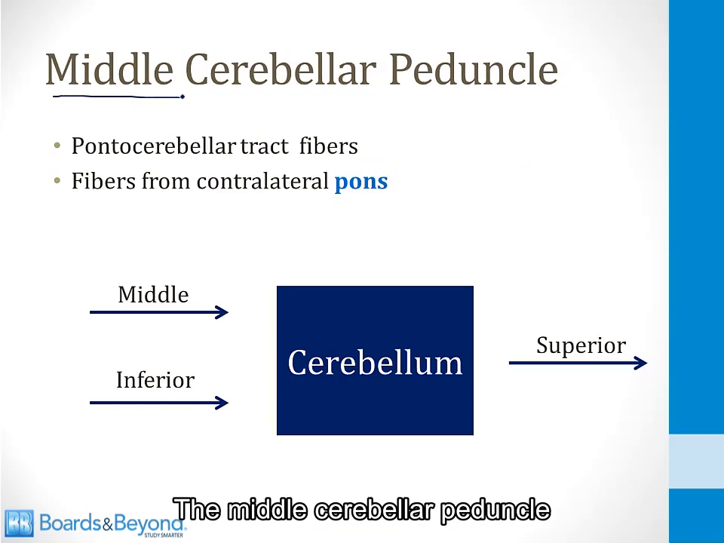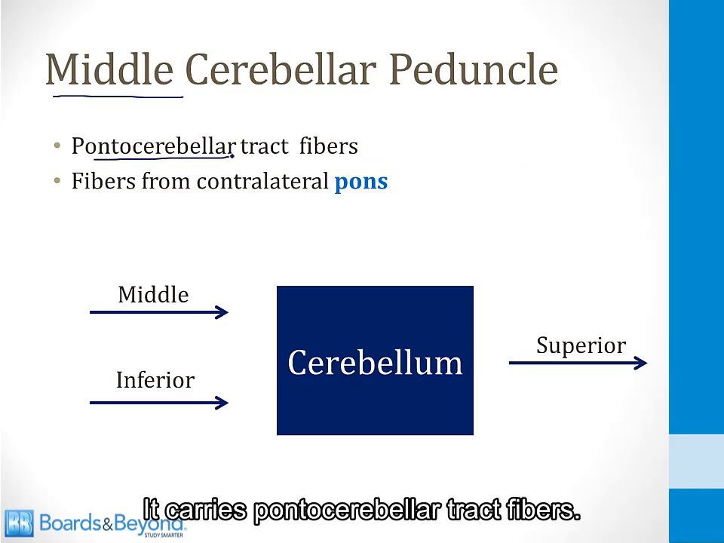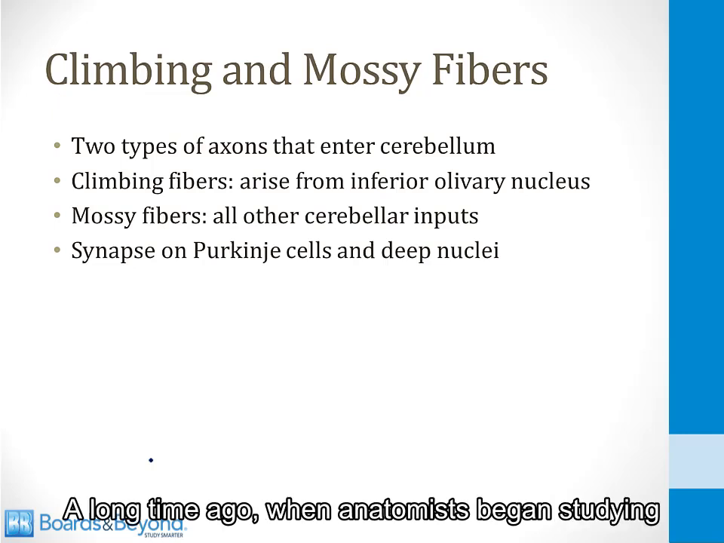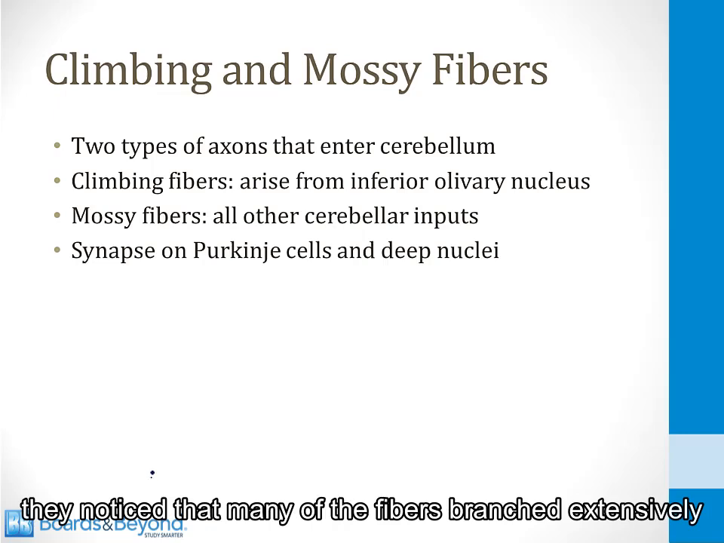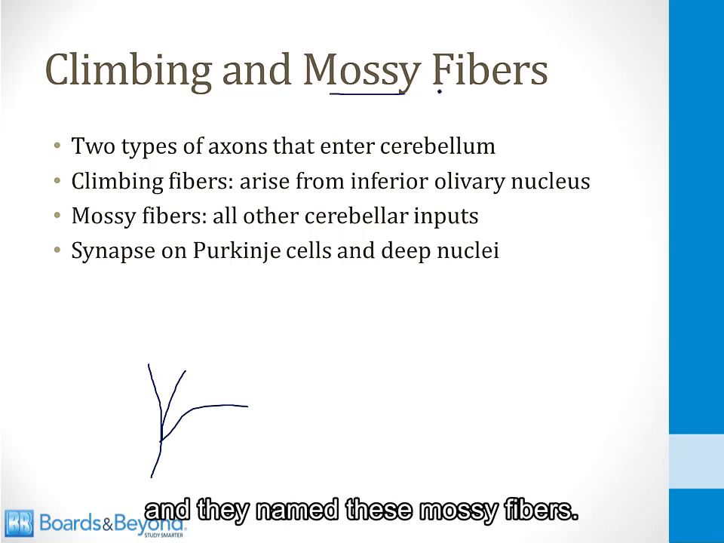The middle cerebellar peduncle is the other pathway into the cerebellum. It carries pontocerebellar tract fibers. These are fibers that are coming from the contralateral side of the pons. A long time ago, when anatomists began studying the fibers that entered the cerebellum, they noticed that many of the fibers branched extensively and therefore looked like moss, and they named these mossy fibers.